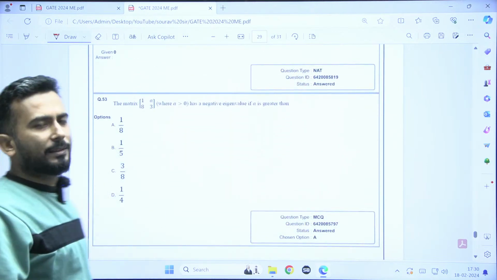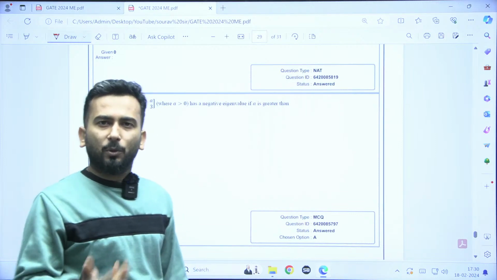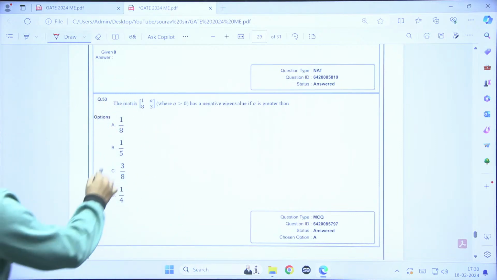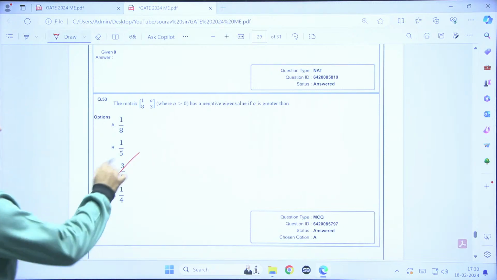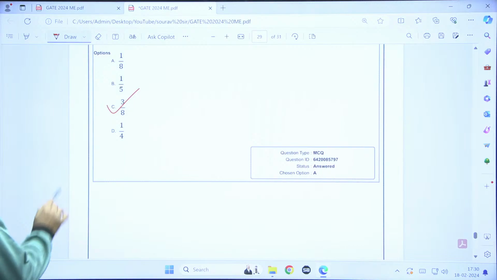Eigenvalue, eigenvectors, regular topic. Everyone knows that questions are going to come from it. So the answer for this will be C, that is 3 by 8. 3 by 8 is the correct answer. Okay.